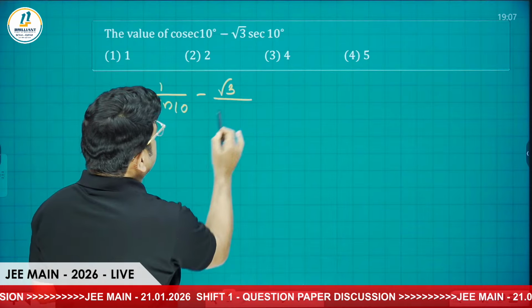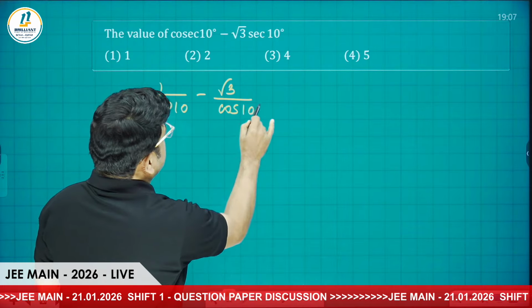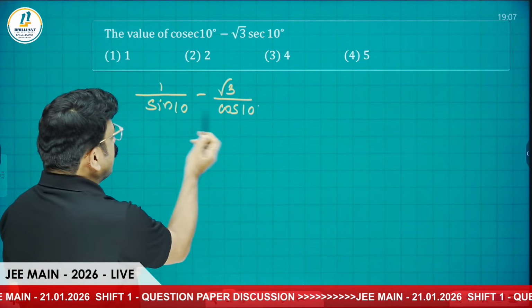Here cosec 10 we can write as 1 by sine 10, minus root 3 into sec 10. Sec goes to 1 by cos 10. And take the LCM here. Denominator equals sine 10 into cos 10. The numerator will come to cos 10 minus root 3 times sine 10.